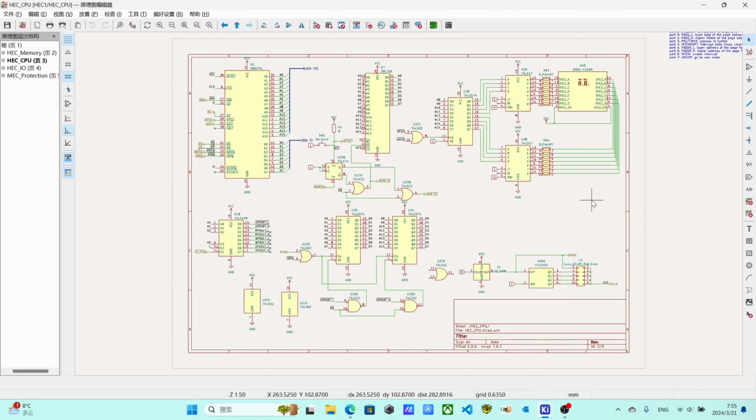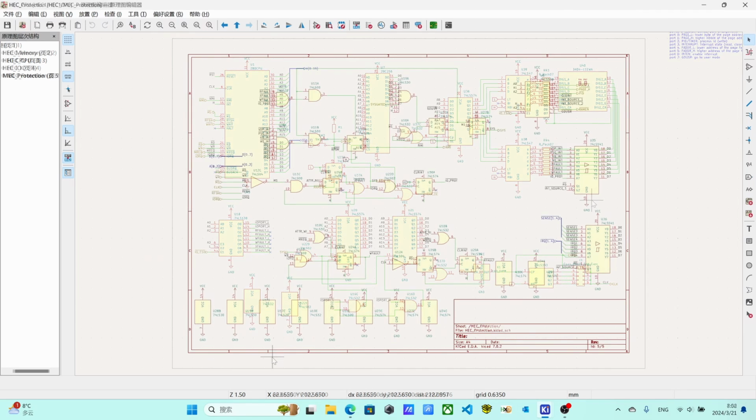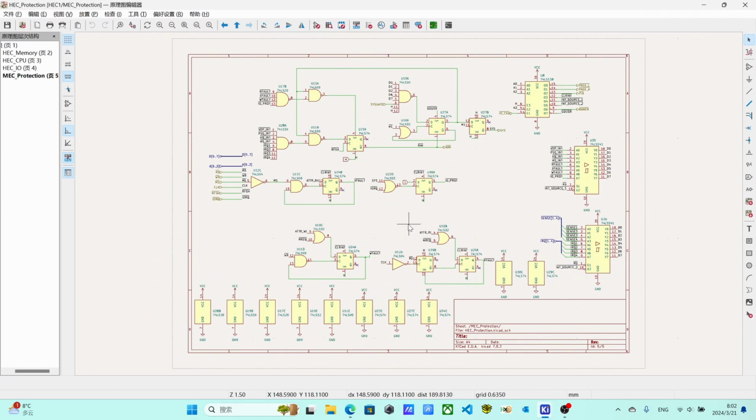Now remember, the hack is a new design. It's not like the Commander X16, which is based on the VIC-20. So any part of this circuit can go terribly wrong. Therefore, having a debug circuit that relies on as few working components as possible is good for the future development of the project. And next, let's look at protection.